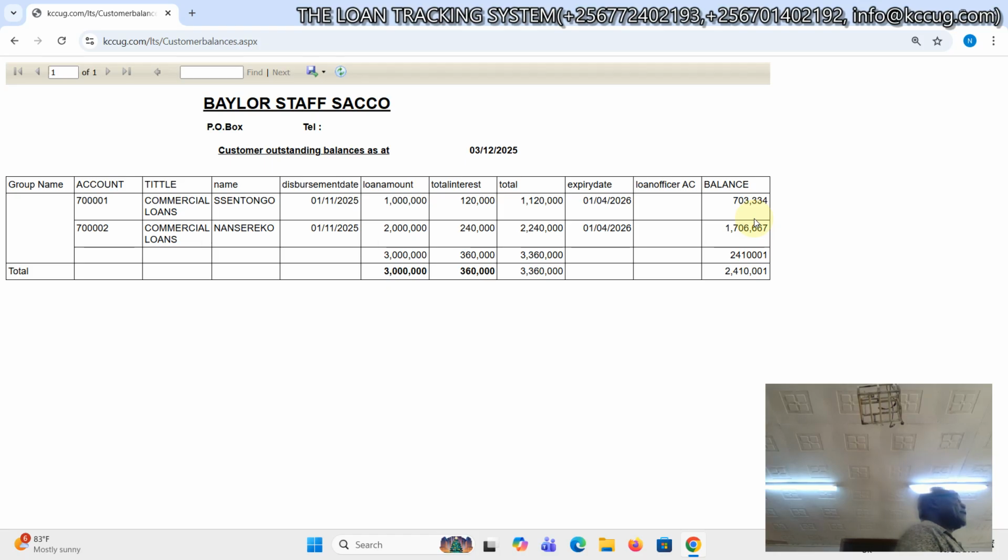Whichever you want. Okay. But now let us take a scenario that Sentongo has his cash. We want him to give us that cash, such that his account comes to 0. Okay? And then we close it and he applies for a fresh loan. So Sentongo is 703. Give me the exact amount, because if it is not exact, the computer shall refuse to archive it. Okay? So it is 703,334.